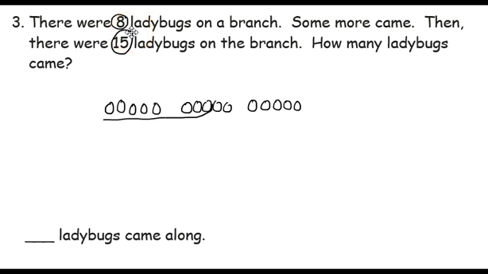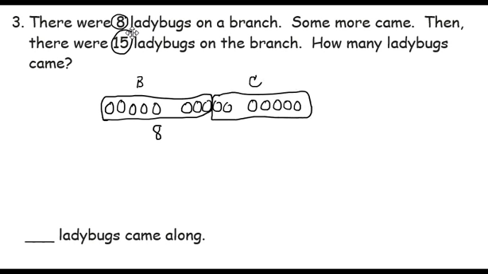Here's 5 and 3 more, and that would be 8. And we'll say that that was the beginning, so we'll put a B for beginning. The rest of the circles show us the ladybugs that came. So we'll put a C to show that those are the ladybugs that came along. And I can see that that would be 7 because it's a group of 5 and 2. The 8 and the 7 give us the 15 ladybugs in all, and 7 would be the number of ladybugs that came along and joined the original 8. So 7 ladybugs came along.